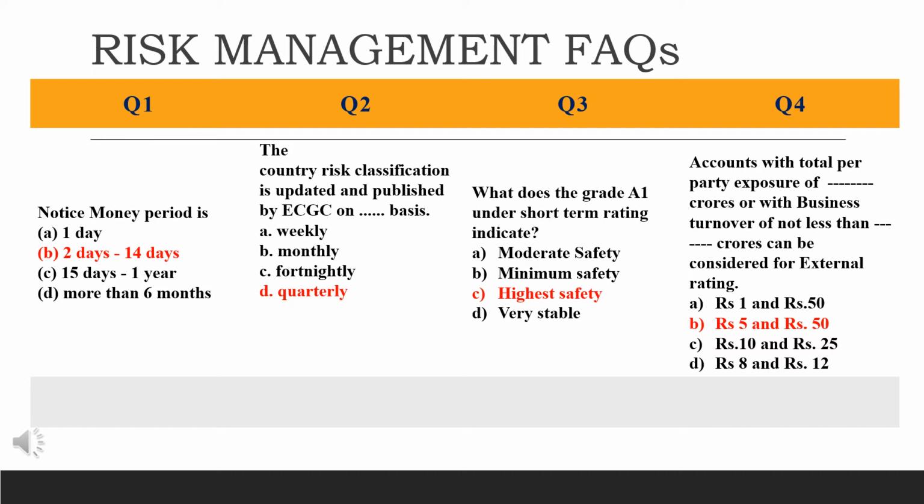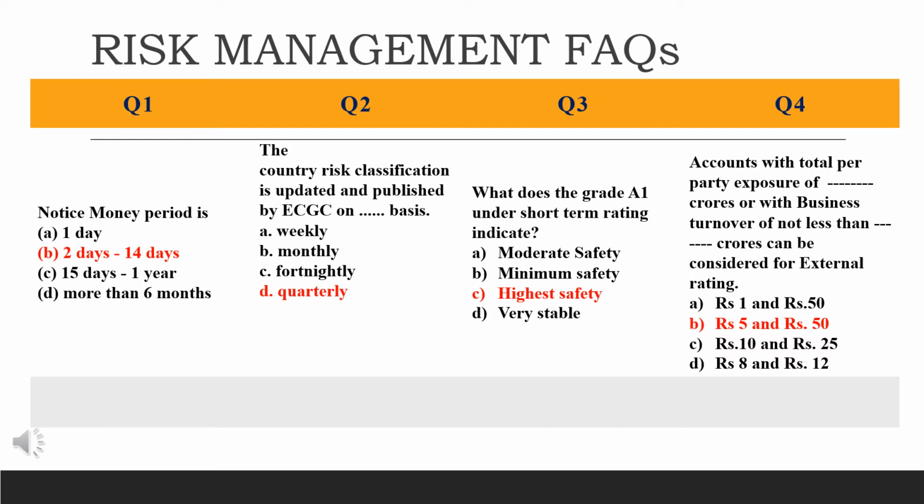Which rating? External rating. The exposure limit of rupees 5 crore and turnover cutoff of rupees 50 crores comes into this picture only to calculate risk. The main objective is to calculate the risk weighted assets, that is the RWA, under Basel guidelines. So the borrowers falling under option B, that is rupees 5 and 50, are classified as corporate and the applicable risk weight depends on their external rating.